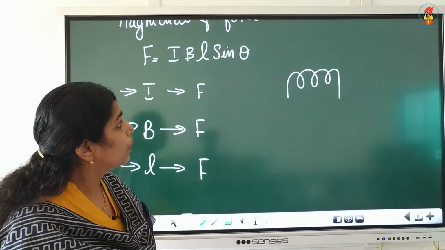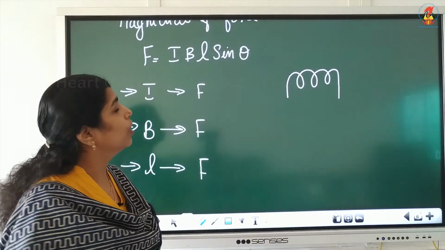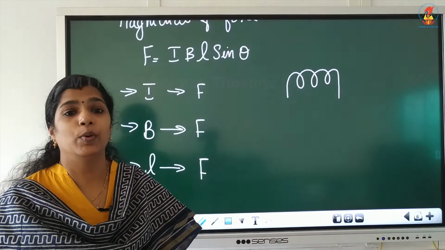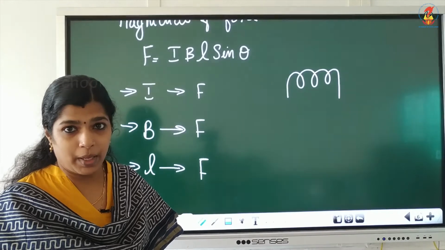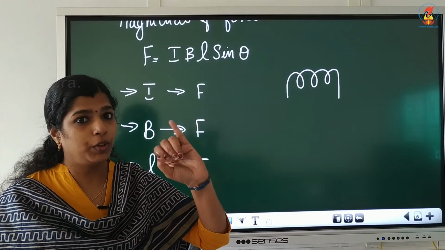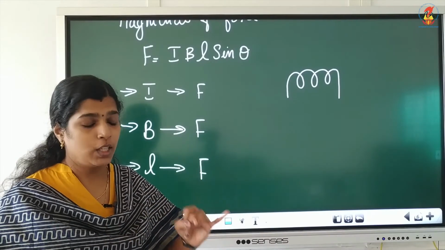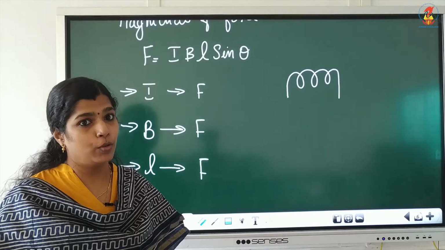Three methods are there to increase the force experienced by a current carrying conductor when it is placed in a magnetic field. If you increase the magnitude of current, then the force will increase. If you increase the strength of the magnetic field, then also the force will increase.